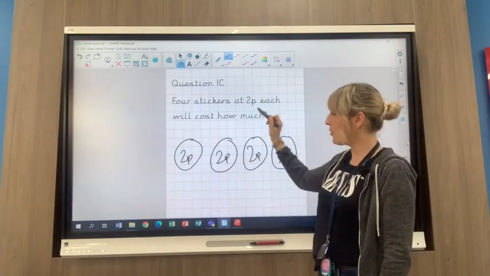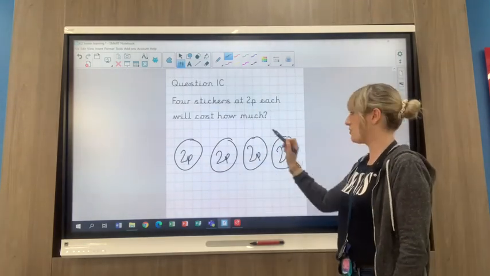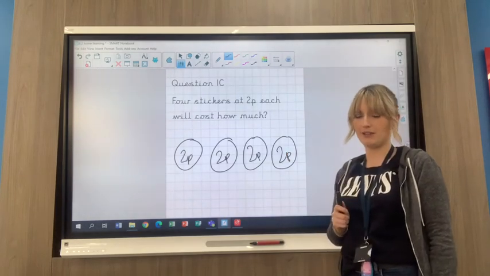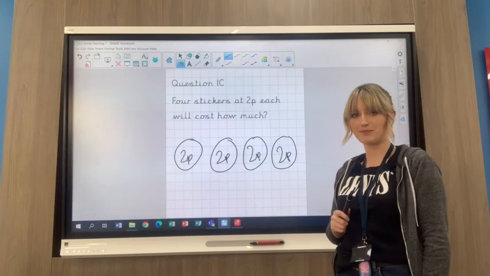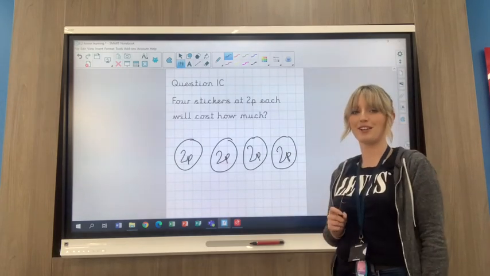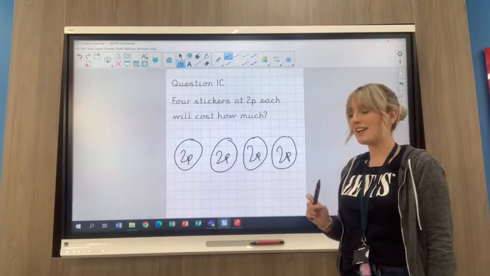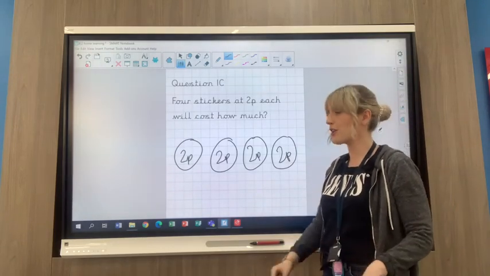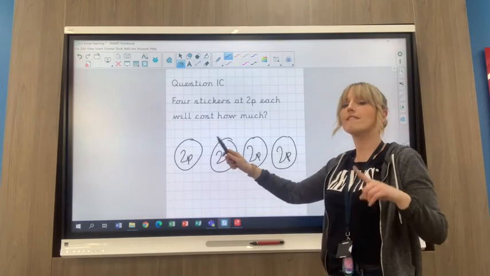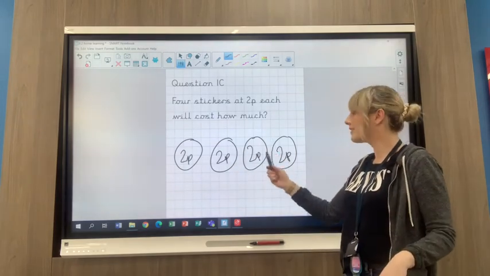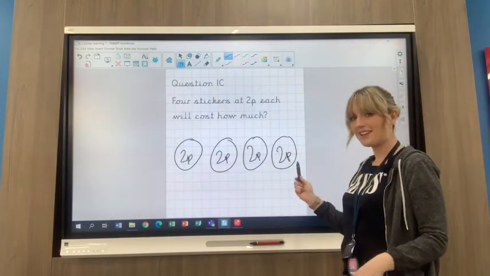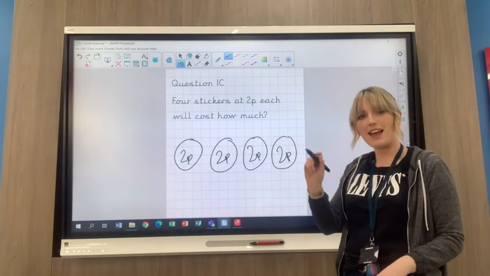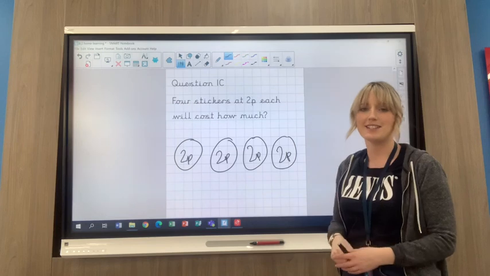So I need to work out how much they cost all together. So I'm counting in twos. Now I'm not going to say this out loud because that would give you the answer. When I point to each one, count in twos, and at the end you'll figure out the answer. So I'm going to do the first one. So 2. Have you got the answer? Remember, you'll need to put the P at the end to stand for pence.